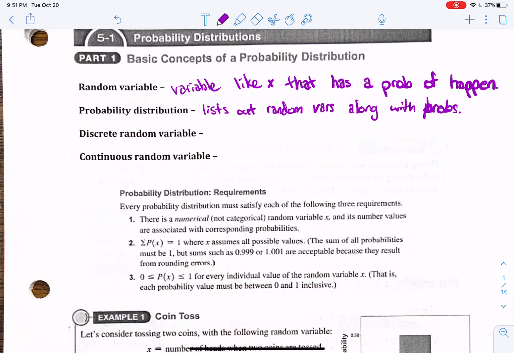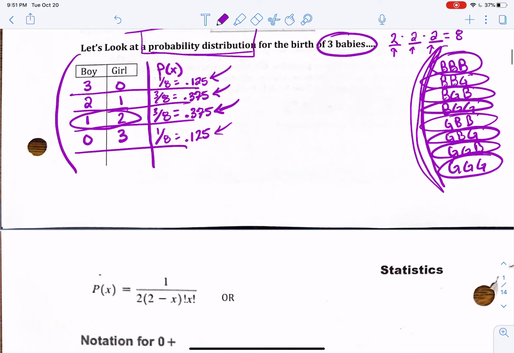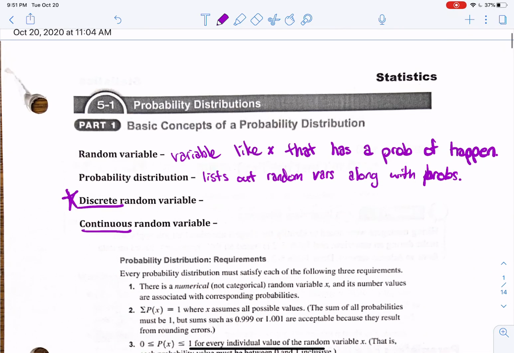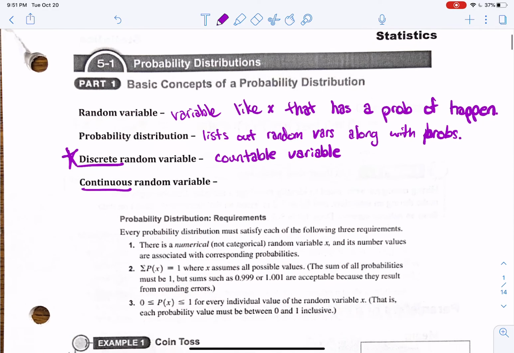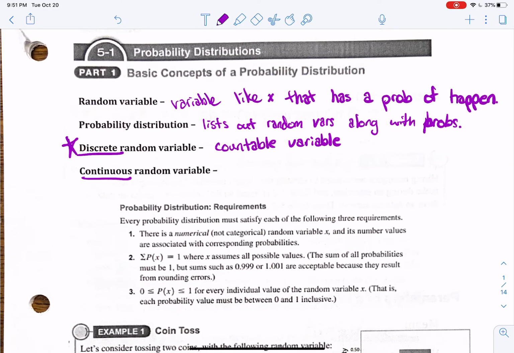All right, now we have things called discrete random variables and continuous random variables. For all of the stuff going forward, like the table that we just did, we are only going to deal with discrete random variables, which are countable things. What I mean by that is we can physically count how many boys and how many girls there are in a data set. We can physically count how many times the coin shows up heads or tails in a data set. Okay, a continuous random variable.